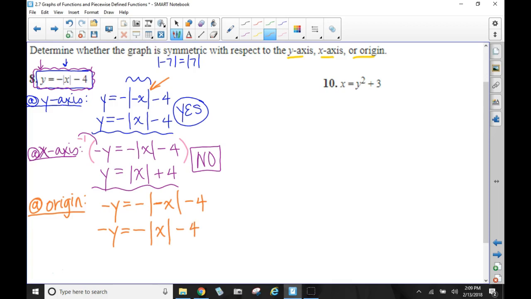Again, like we did right up here, if we want to run a negative through everything in that equation, either multiply by negative 1 or divide by negative 1, this orange equation is equivalent to positive y equals positive absolute value of x plus 4, and that's not the same thing as what we have up here. Okay? So this thing is not going to be symmetric about the origin.